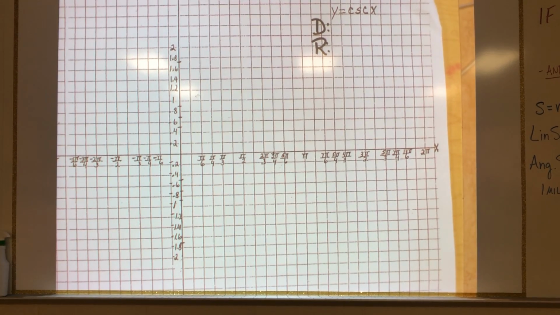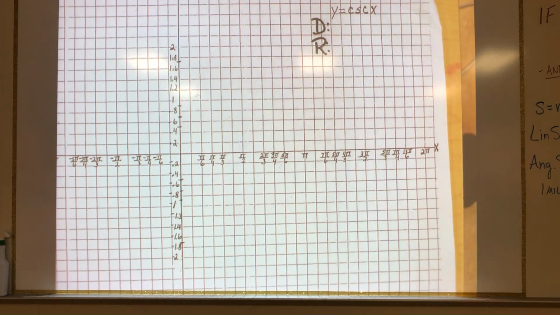Okay, so we're gonna do cosecant. The reason we're gonna do cosecant is because it is the reciprocal of sine. And so really what I want is for you to see that relationship, okay? I lost my pink pen. I think the pink pen shows up easier.